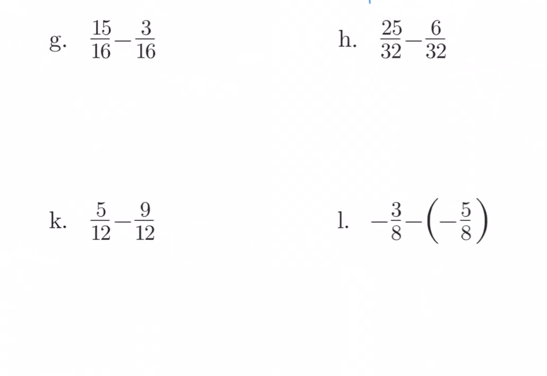Example G. If we subtract the tops, we get 15 minus 3 is 12. Keep the bottom. Is this in lowest terms? The answer is no. What can I divide by? The largest thing I can divide by is 4. So if we divide by 4, we get 12 divided by 4 is 3. 16 divided by 4 is 4.